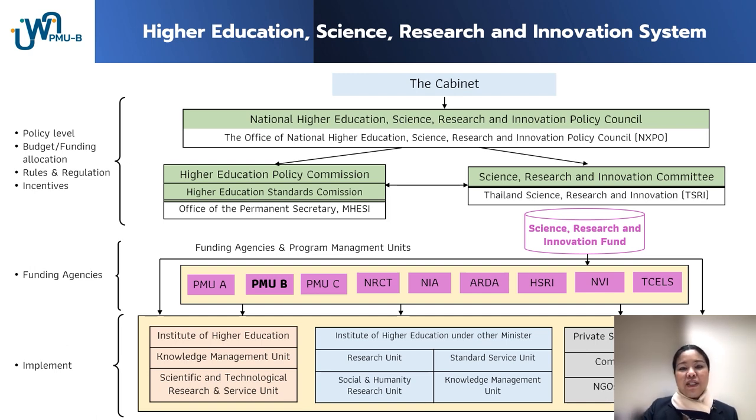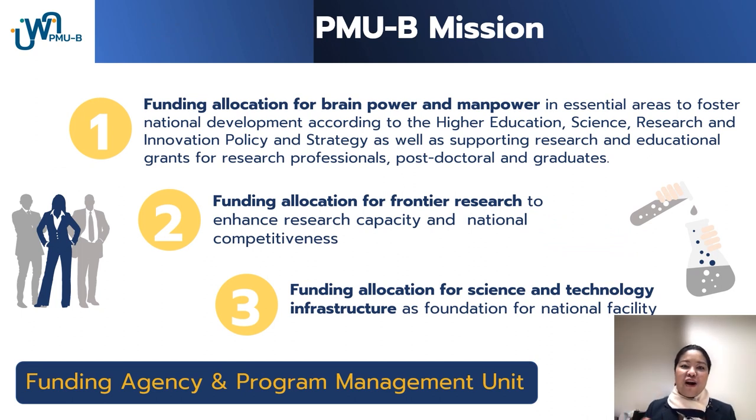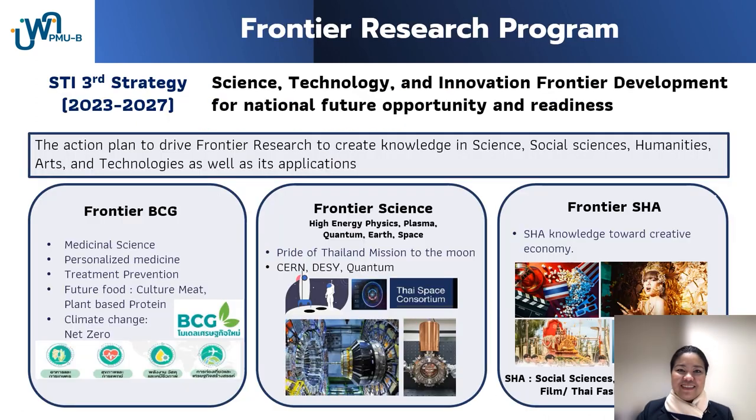So today I'll be talking about us, the PMU-B. For our mandate, to reiterate, we do the funding allocation for brain power, it's the B part, and manpower for the highly skilled researcher, actually. And then the second one is the funding allocation for frontier research, and I'll be telling you a bit more about what our frontier research is all about. And the third is allocation funding for science and technology infrastructure, to make the research institute or your lab upgrade to the level of national facilities.